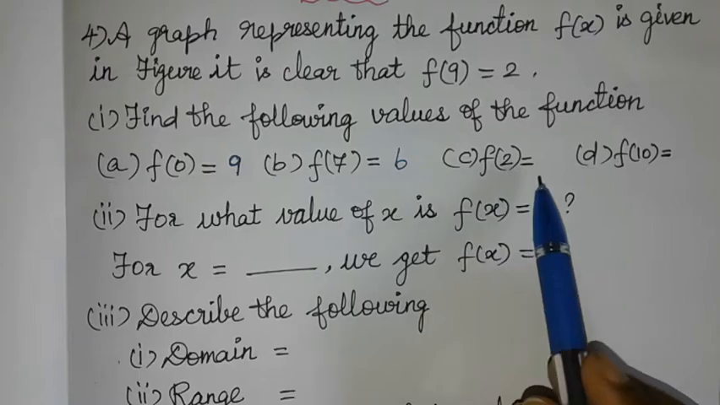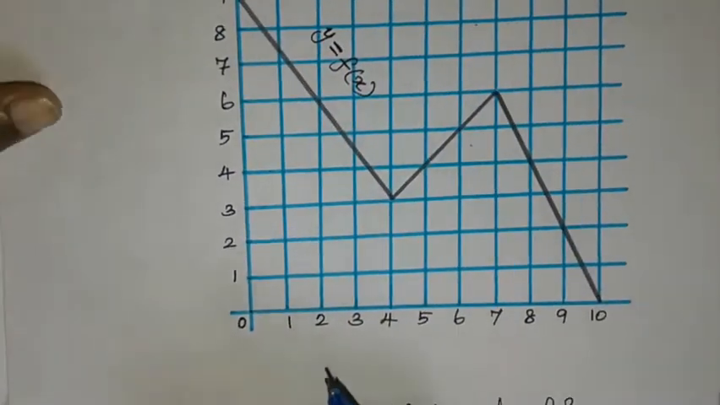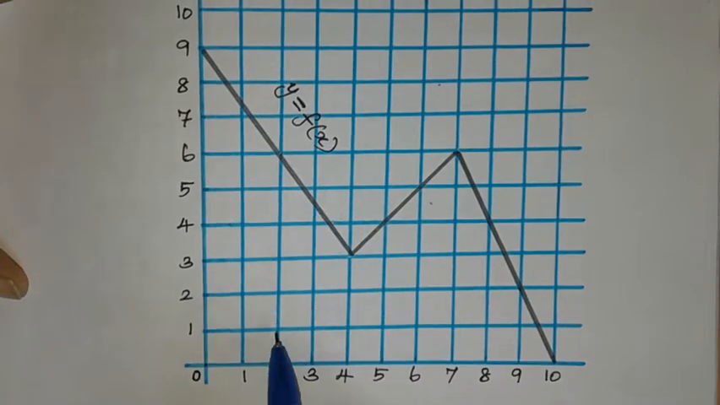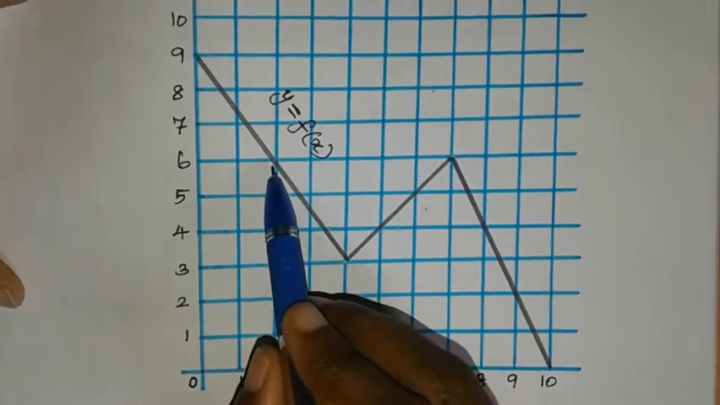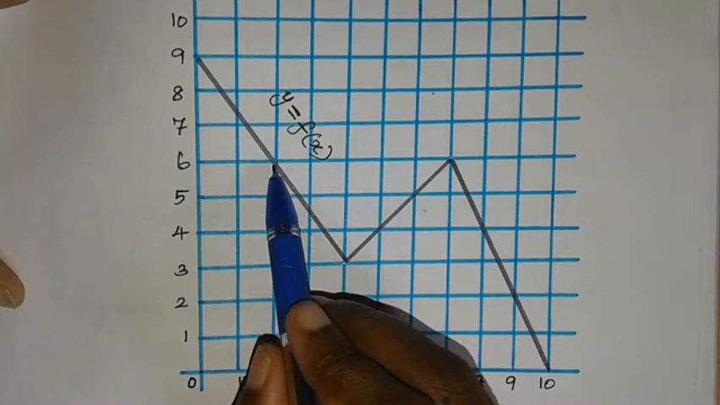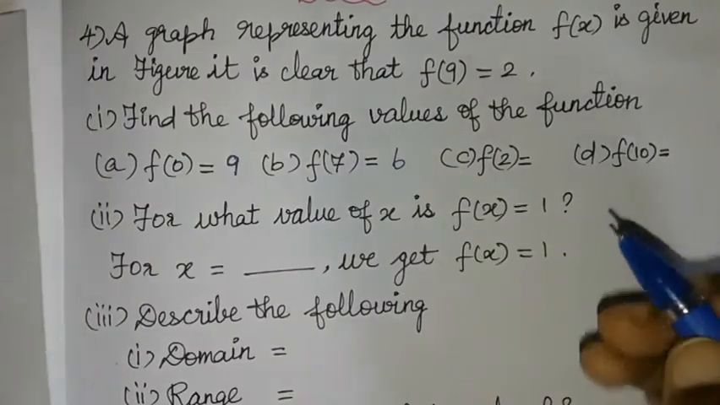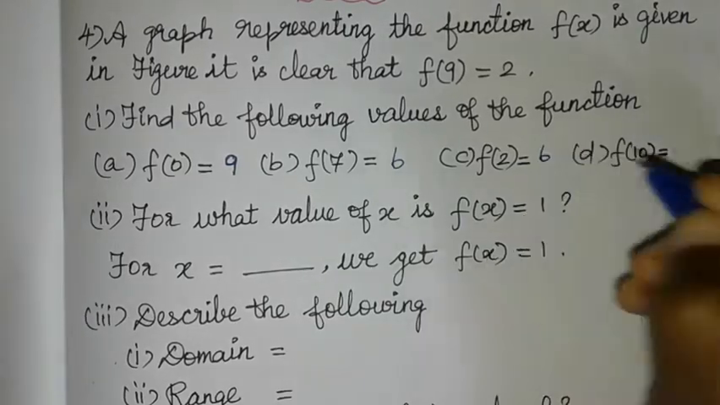Then next, f of 2 is equal to, f of 2, look at this graph. Here we have the 2. From this 2, see where we have this graph. At this point, this coincides. At this point, what is the f of x value? Which is 6. Therefore, here f of 2 is equal to 6.